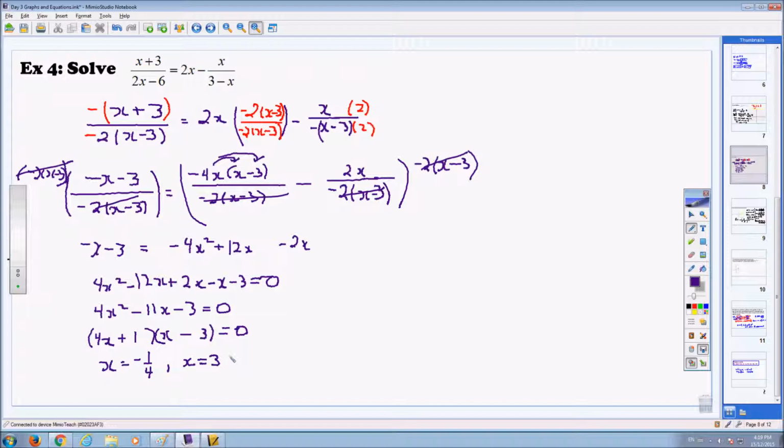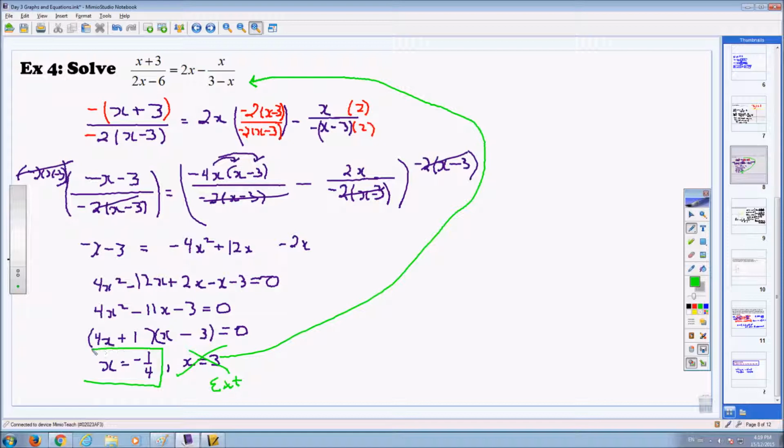Going back to my original equation, if x equals 3, I have undefined, and so that one is an extraneous root, and I'm left then with x equals negative 1/4.